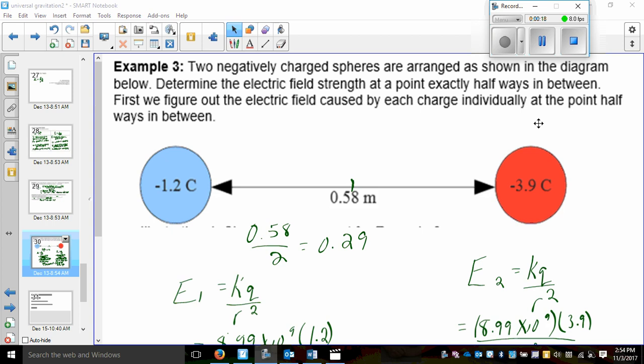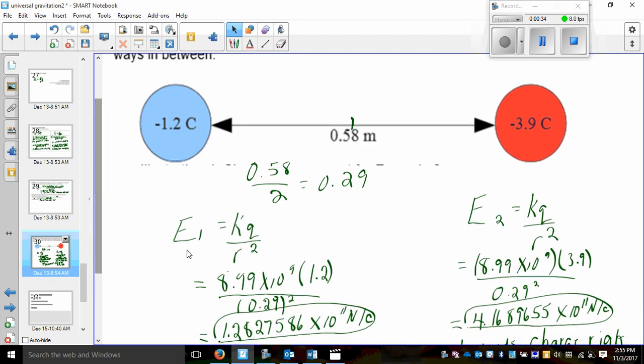First, we figure out the electric field caused by each charge individually at the point halfway in between. Okay, so I want to know what the field is like right here, halfway in between. So the first thing I did is I took that distance and I divided it by 2. Then the electric field from 1 is kq over r squared. So I'm going to put for my charge this guy right here, 1.2.